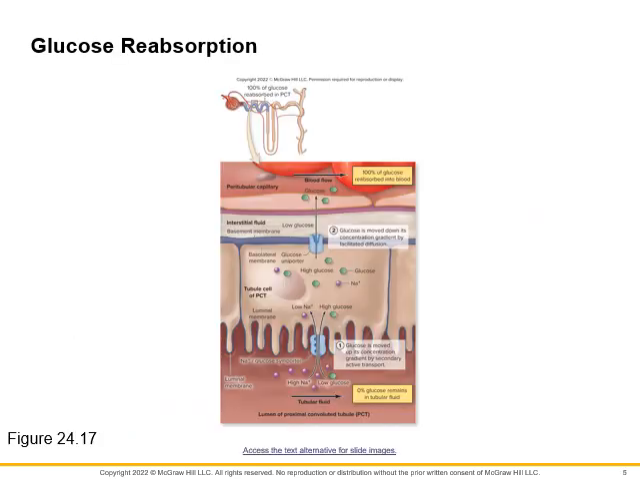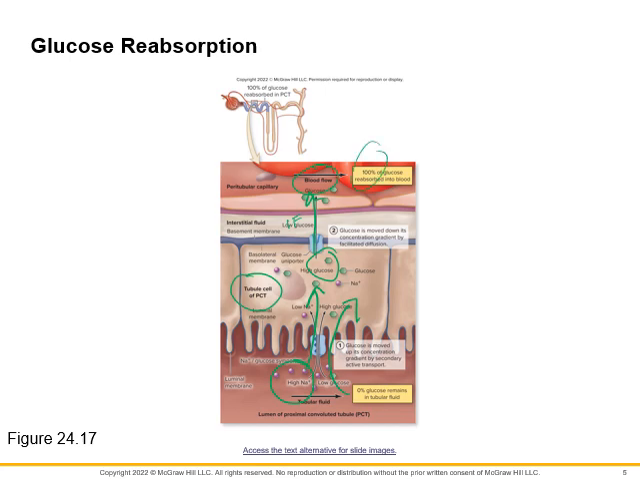Here we can see high sodium, so the sodium moves in, and that allows glucose to move in. And then glucose now is transported from the tubule cell of the proximal convoluted tubule into the interstitial fluid and then into the actual peritubular capillary or into your blood plasma. So 100% of glucose should be reabsorbed.